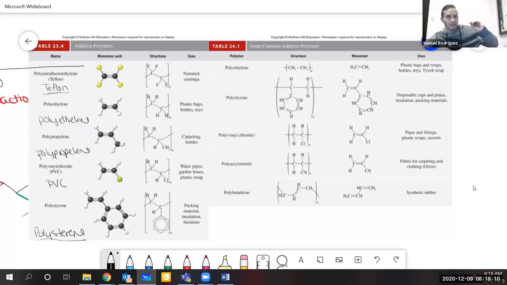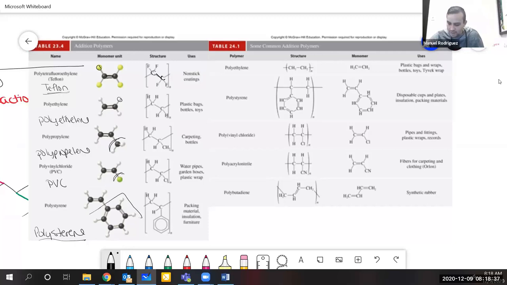And what I want to get you to understand is, if you look at all of them, they're basically a carbon combined with a carbon. And they all start with a double bond. You see, they all have double bonds. And for the most part, they look really similar. You have some fluorines, you have some hydrogens. This one has a methyl here. This one has a chlorine here. This one has a benzene ring here.